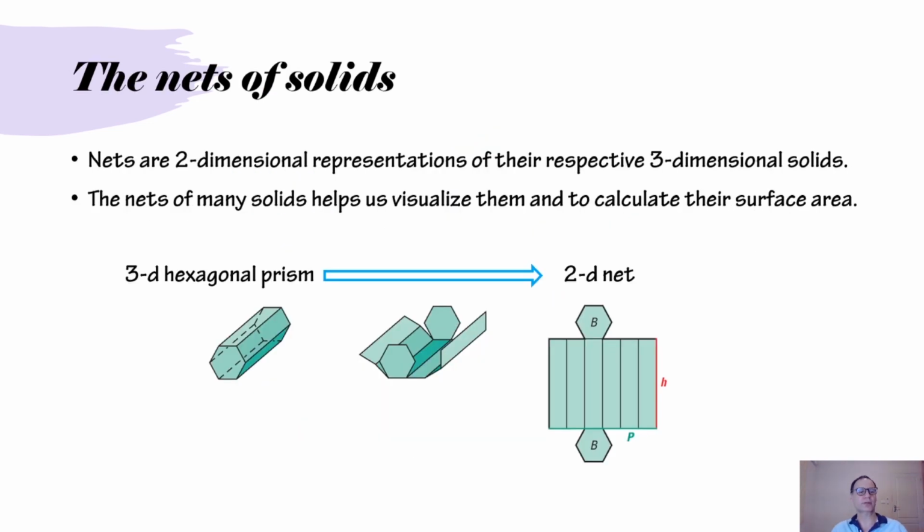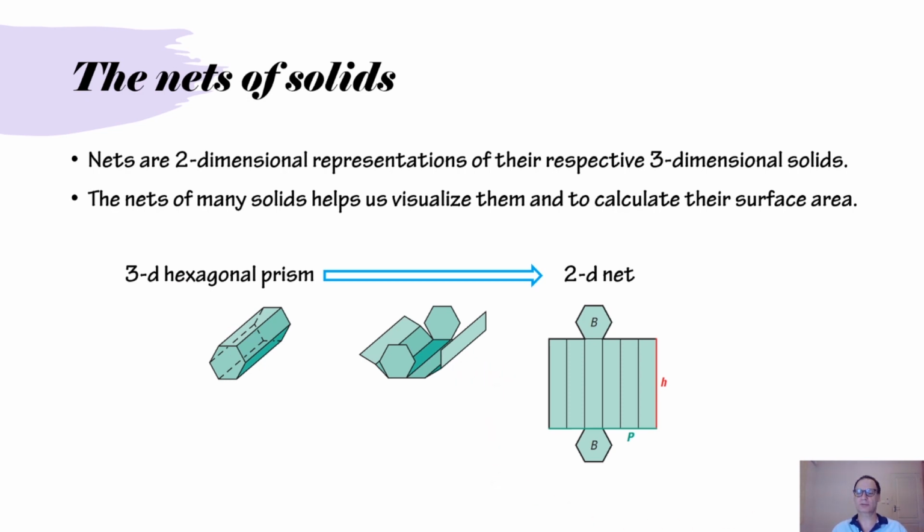The nets of solids. Nets are 2-dimensional representations of their respective 3-dimensional solids. The nets of many solids help us visualize them and to calculate their surface area. This is an example of a 3D hexagonal prism. We open up the prism as such and we can see the 2D net.